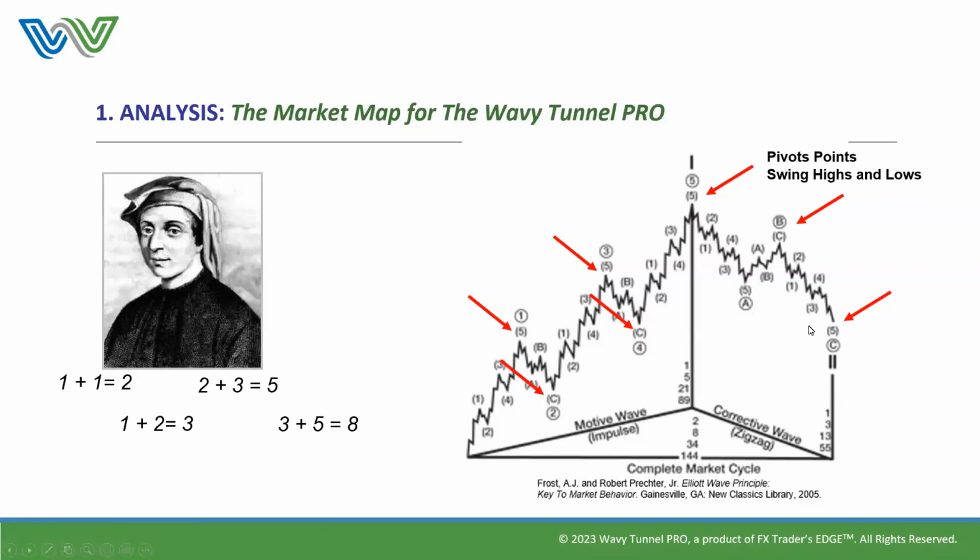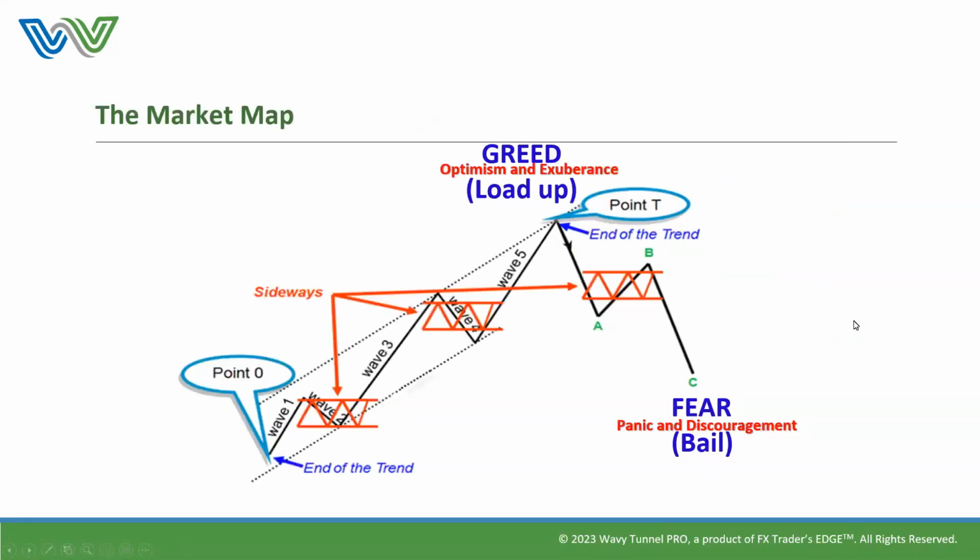So this is the 8-wave market cycle, and these numbers here are numbers from the Fibonacci sequence, and this tells you how many swing moves there are, depending on which time frame you're on. I'm not going to go into the details of this, but you're going to have more swing moves on the smaller time frames. We're going to talk more about this, but this is how I've represented the 8-wave market cycle. This is what I call the market map.